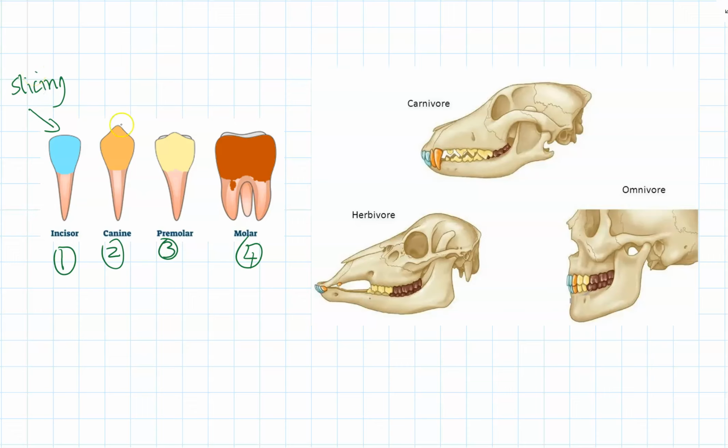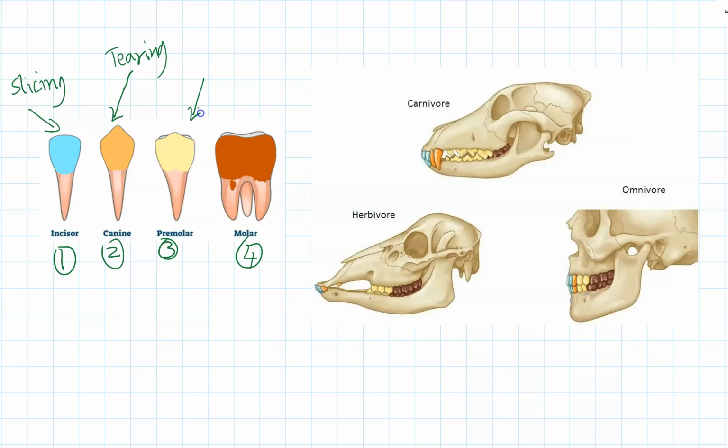The orange ones, which tend to be behind the incisors, are called canines. And canines are the most pointy teeth, and they're really useful for grabbing into meat and for tearing it. So really useful for meat, also good for other foods too that need to be torn off whatever you're eating.